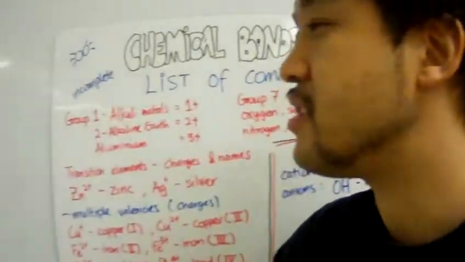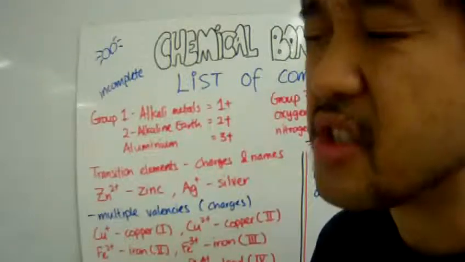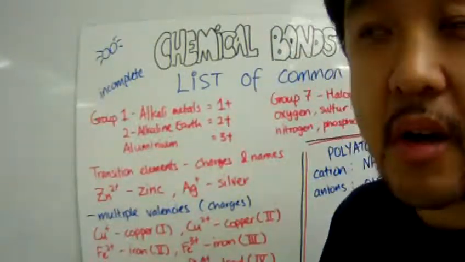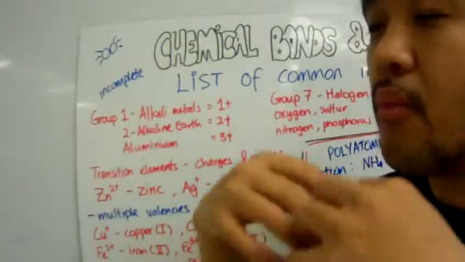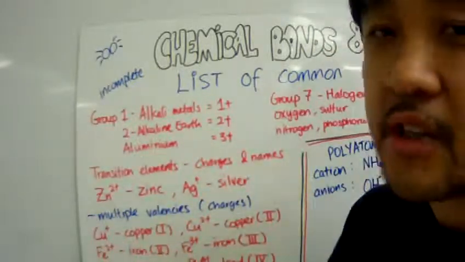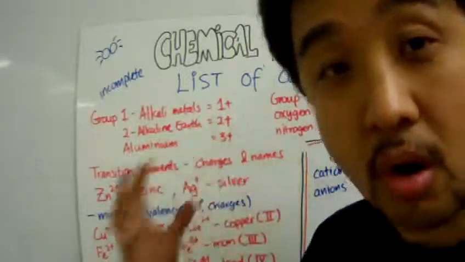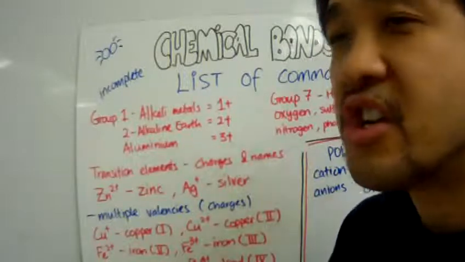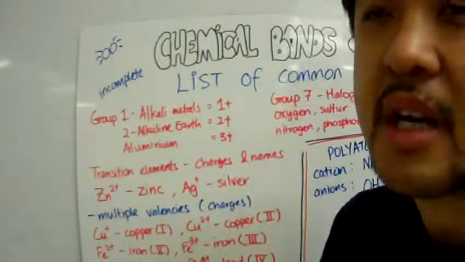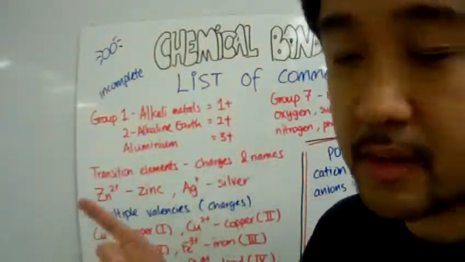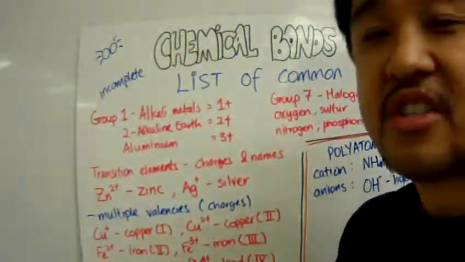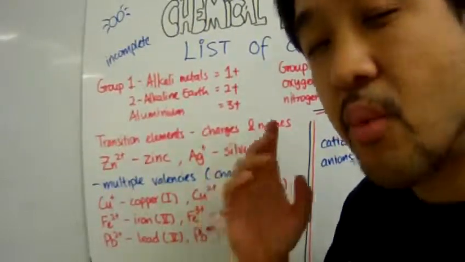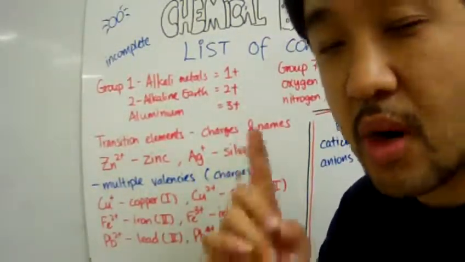Transition elements usually have multiple valencies or multiple charges. That means the atom itself can lose 1 electron, 2 electrons, 3 electrons, or more. It really depends on the electron configuration that you will study at a higher level. Some transition elements, on the other hand, only have one type of charge, one valency.